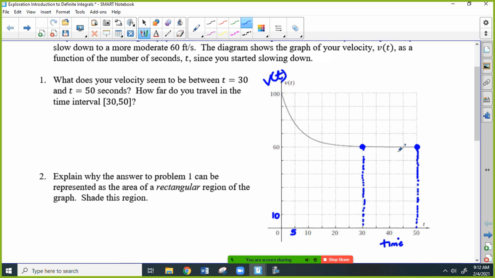All right, yeah, okay. So Will, what we're doing right now is we've already started reading through the problem and we're answering number 1, what does your velocity seem to be from time 30 to 50 seconds? And velocity is what the graph is representing, okay? And so the velocity seems to be 60, and that we need units on that. That's feet per second, okay? Now, I want to know, how far do I travel in that time interval, okay? So when I say how far, I want a distance, right?